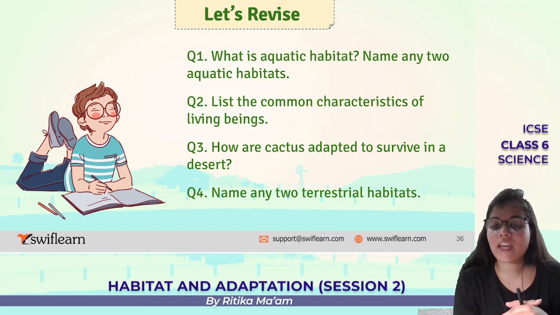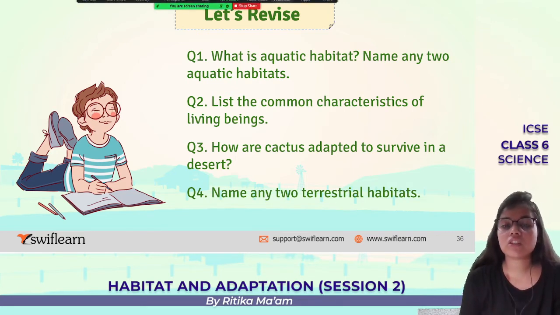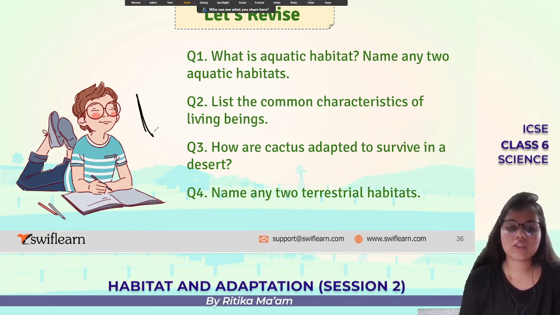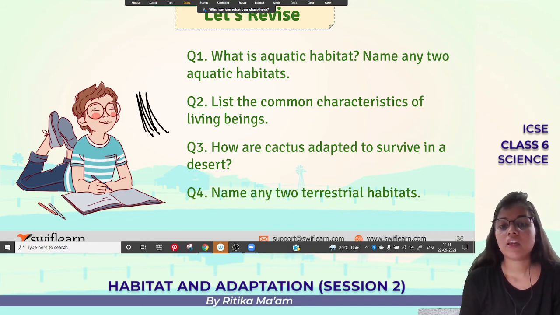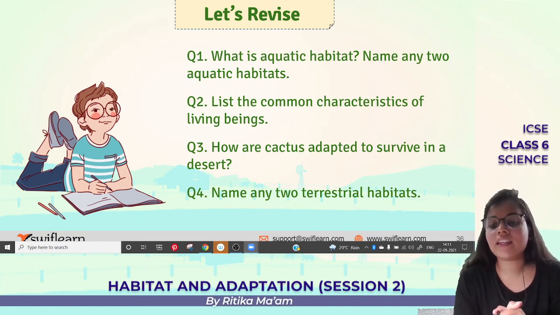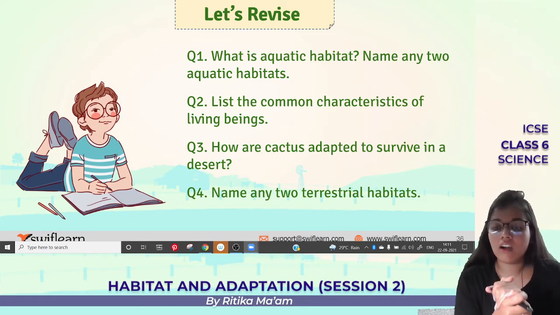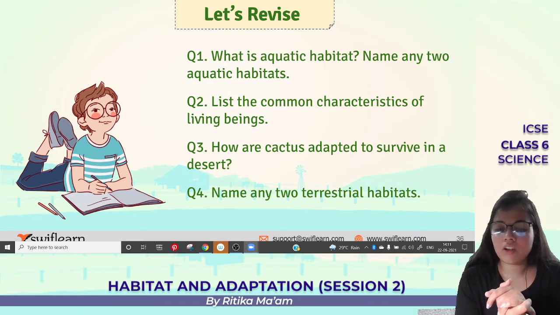Next is, how are cacti adapted to survive in a desert? So the leaves of the cactus are adapted in a needle shape, so the transpiration loss becomes very less. They have these needle spike-shaped leaves, which reduce the loss through transpiration. And next, the roots of the cactus go deep inside the earth, so because of that, they are able to take in water.